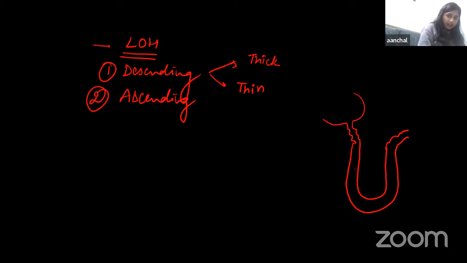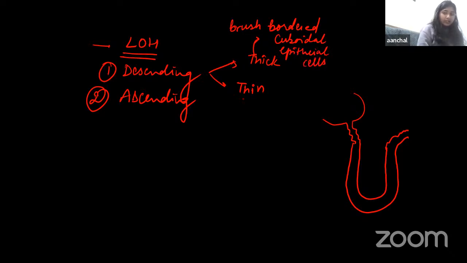Here we have the thick segment, then it becomes thin, and it descends down into the medulla. Its length is about 6 mm and the diameter is again 55 mu. It is formed of brush bordered cuboidal epithelial cells. And this thin one is formed of flattened epithelial cells.